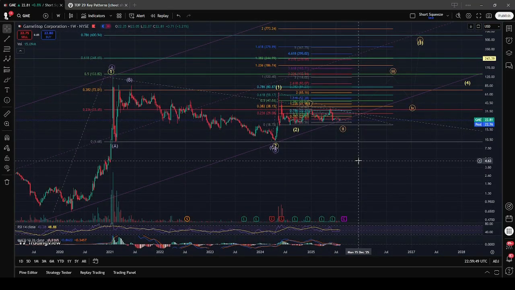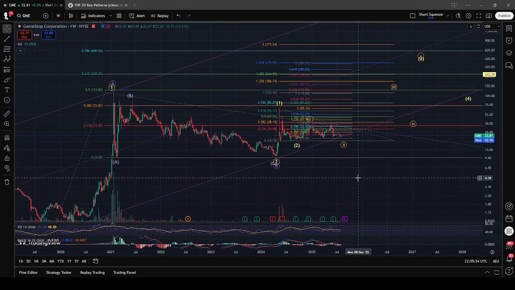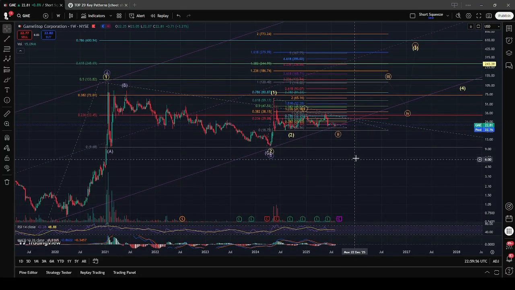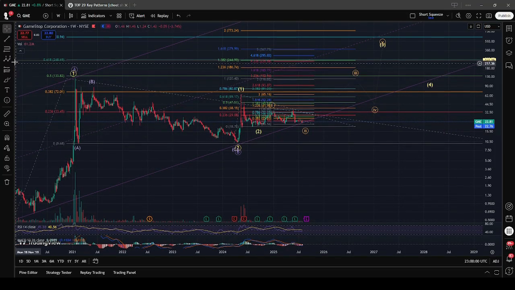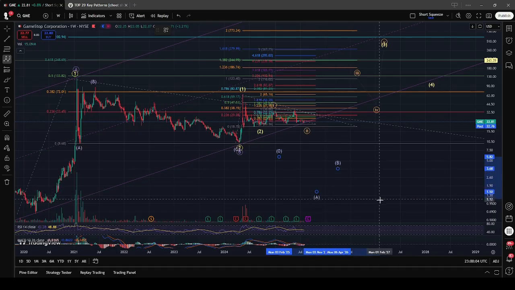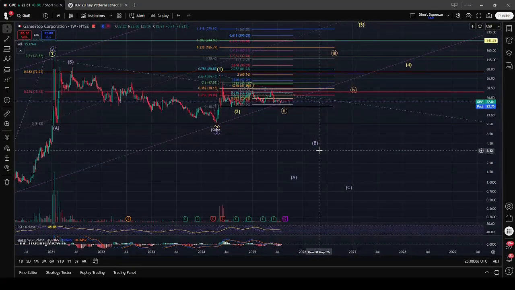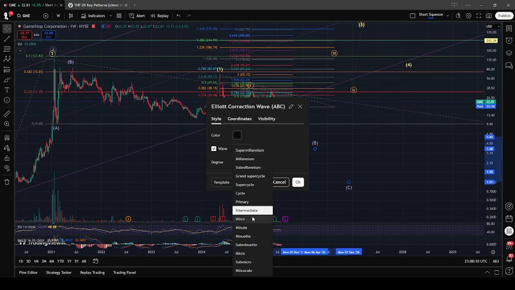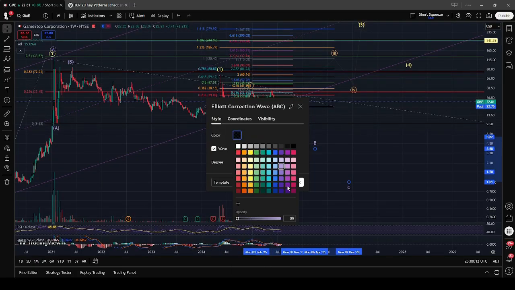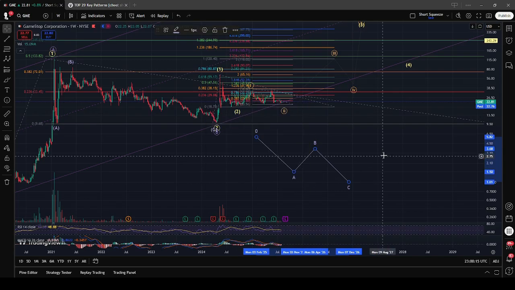It's only the price target that kind of matters, because in a corrective wave, ABC, what we have here, usually wave C, A, B, C. I really gotta change these. Here, ABC.